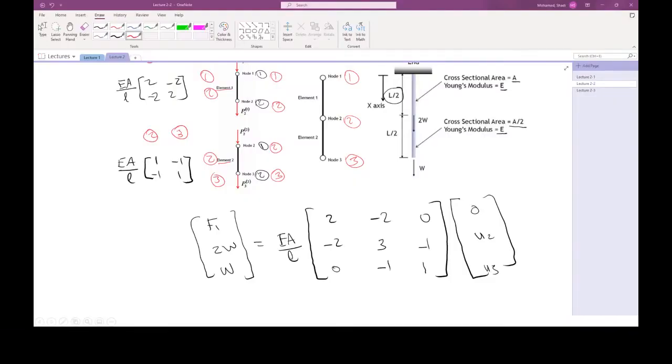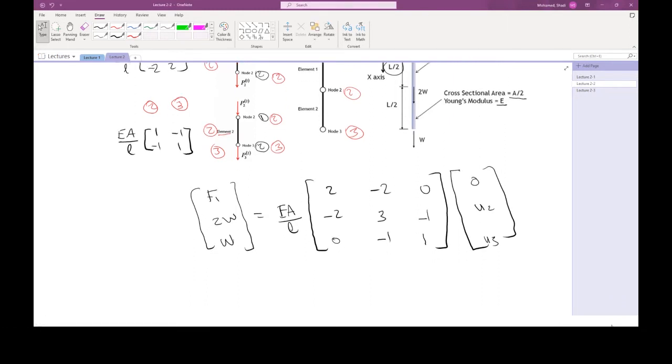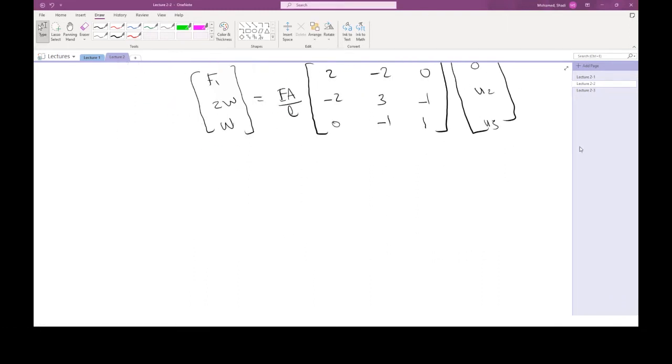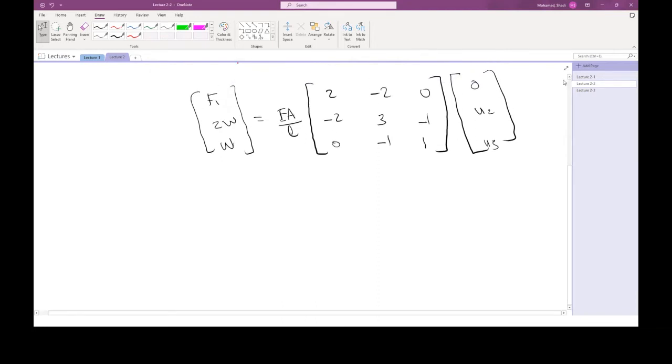Zero. But okay, so I will solve the equations now. Now this is a system of equations, three equations with three unknowns. You are familiar with solving a system of equations, I assume. And you can solve it in any way you want. Now I'm going to do one way in this class.